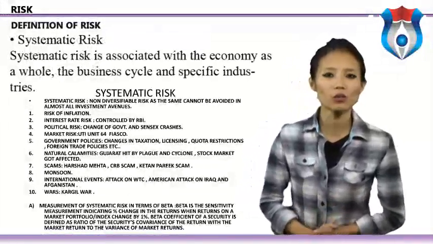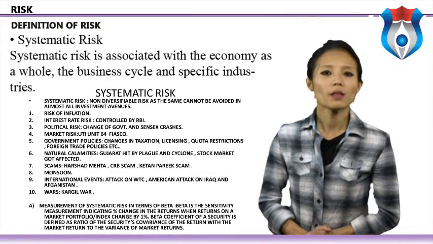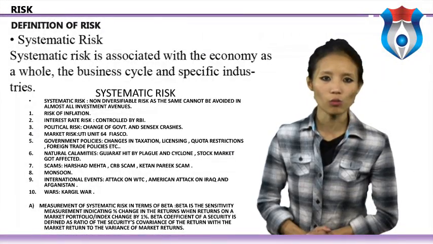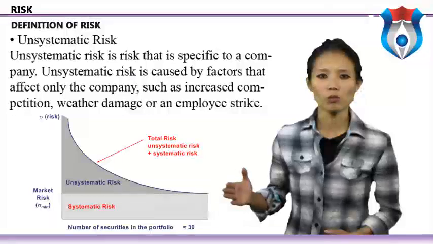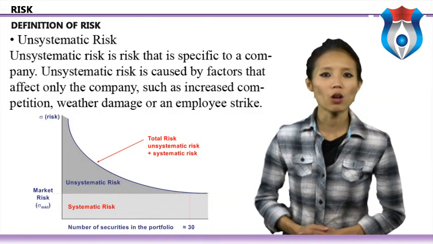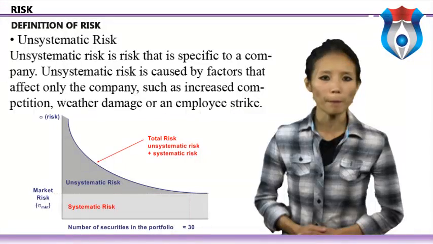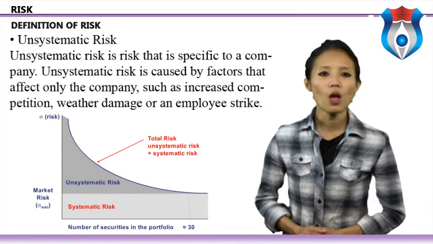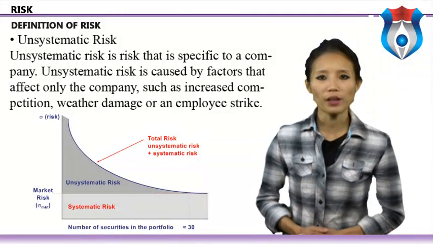Systematic risk is associated with the economy as a whole, the business cycle, and specific industries. Unsystematic risk is risk that is specific to a company. Unsystematic risk is caused by factors that affect only the company, such as increased competition, weather damage, or an employee strike.